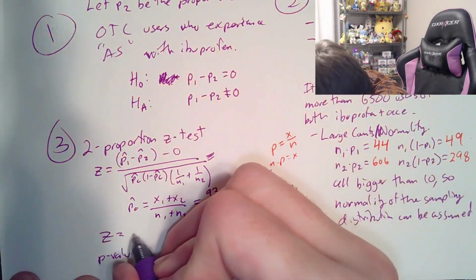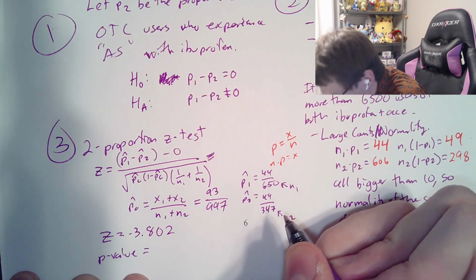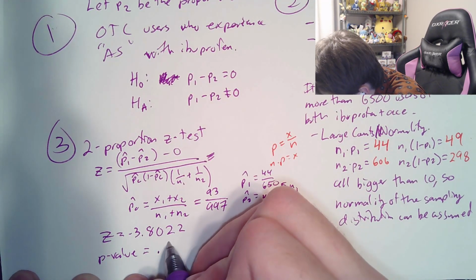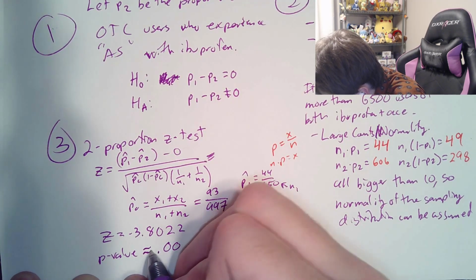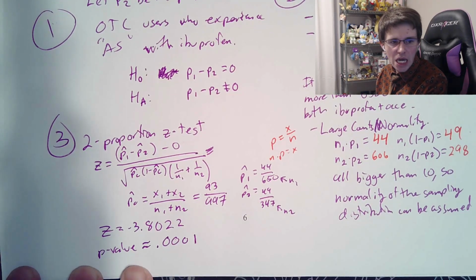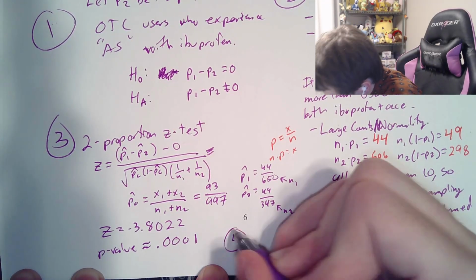Our z value is negative 3.802. 3 decimals, 4 decimals. Let's go 4 decimals. And our p-value here is approximate p-value, 0.0001. 4 decimals again. Beautiful. And finally, part 4.